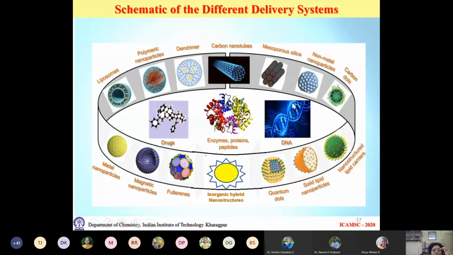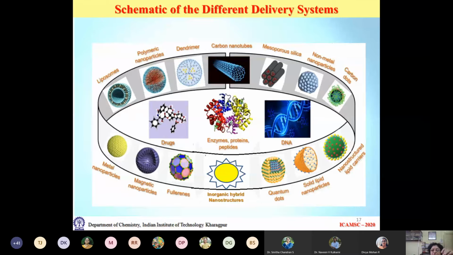But if I want to put them into certain classes, then I can look into them and divide them. And this delivery system is not necessarily going to carry the drug. It can carry DNA, it can carry proteins, it can carry peptides. So we can have delivery of a number of things to the organelles or to the tumor sites or whatever, wherever the therapeutics needs to be reached.